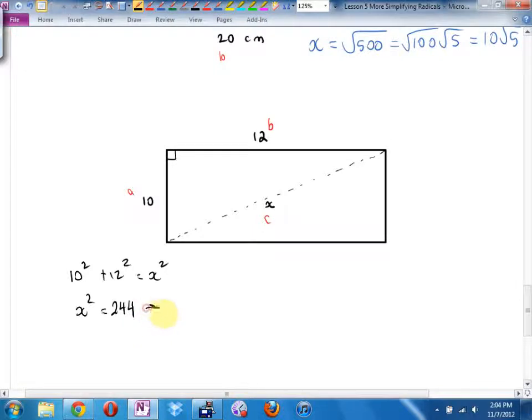Okay. X is going to be the square root of 244. This is a tough one. What goes into 244? Does 4? Yeah. So can you go 244 divided by 4? What do you get? 61. Does 61 break down any further? No, in fact, I think 61 is prime. So this is root 4, root 61, or in simplest radical form, 2 root 61.